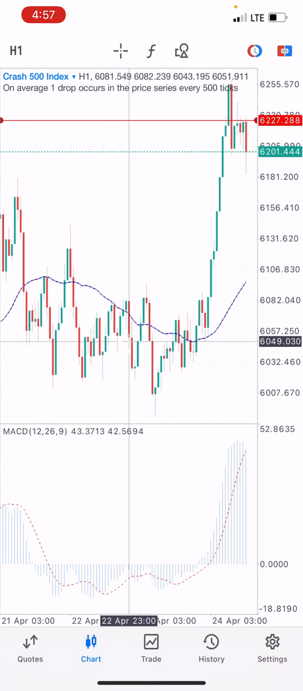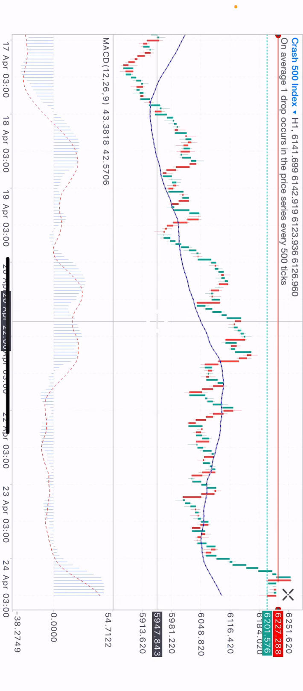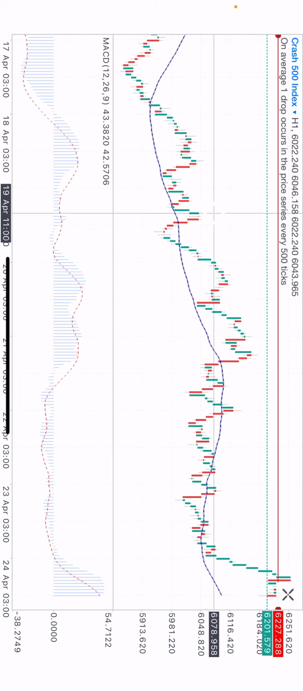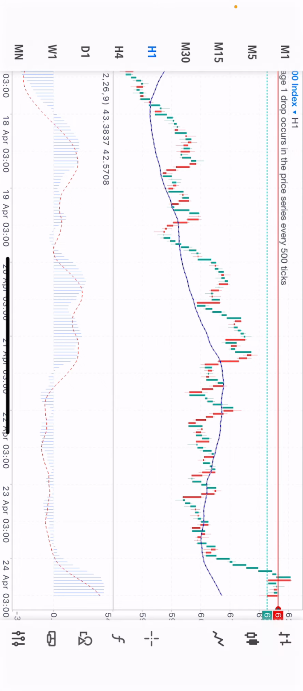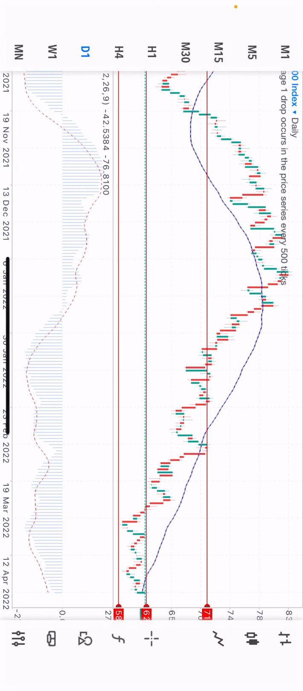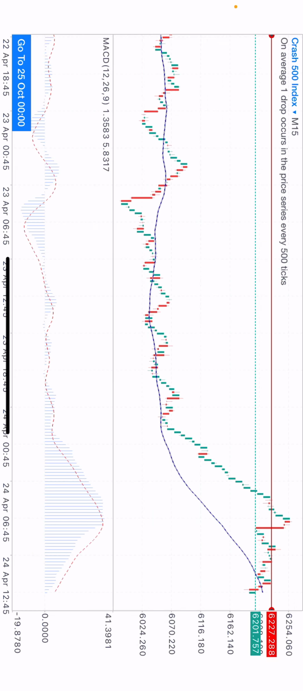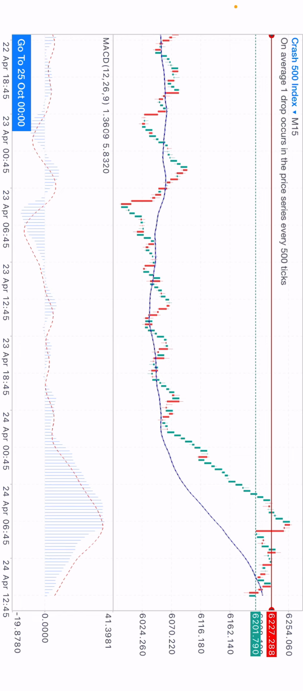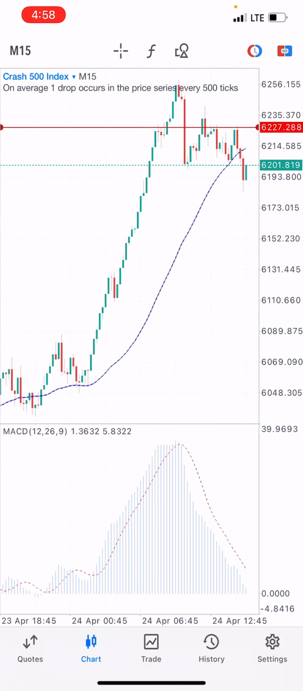But I think, guys, you got the two reasons why we're placing a sell for Crash 500. Let me just recap. The two reasons are that the daily time frame is already on a downtrend, so we're expecting it to sell. Similar thing for the daily and the 4 hour time frame. So that brings us to the 1 hour and the 15-minute time frame.